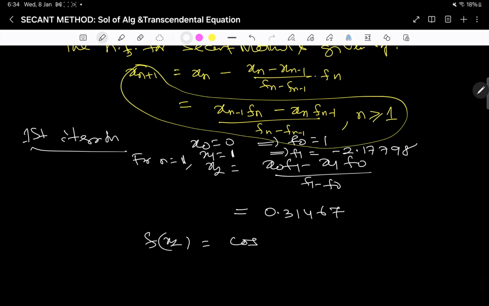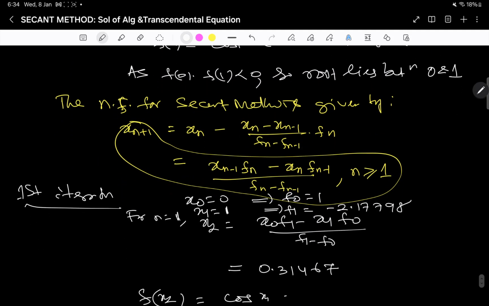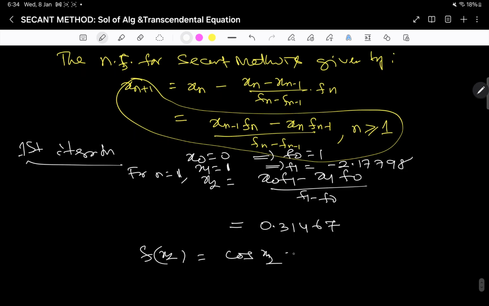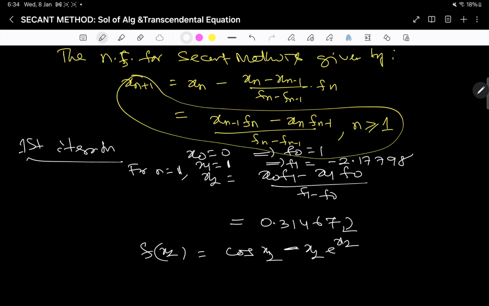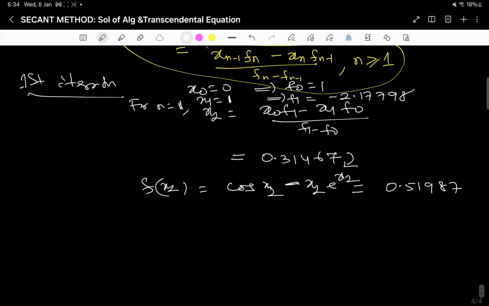We just find f of x2. It is cos x2 minus x2 e to the power x2. Substitute x2 here, then your f of x2 will be 0.51987. We don't need to check positive or negative. We don't need to apply the intermediate value theorem here.